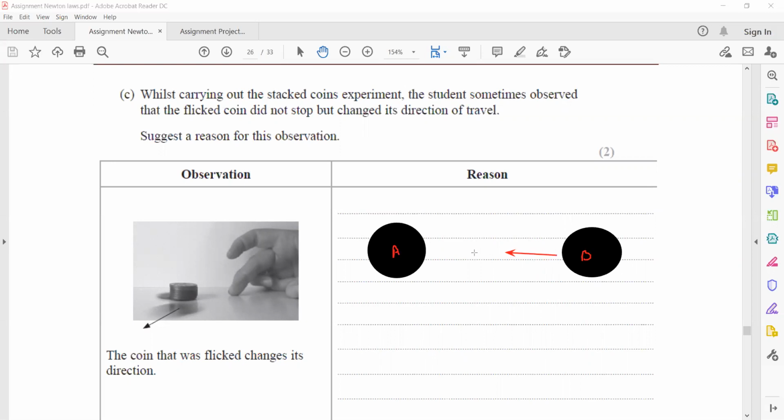When you flick, B hits A. Now what about the forces? The moment they collide with each other, there's a force of B on A and a force of A on B, and that force is opposite to the direction of the motion. That's why it will completely stop. But what else can happen?